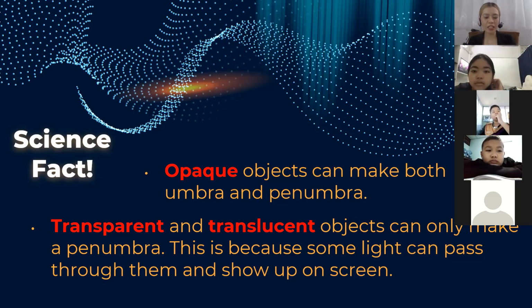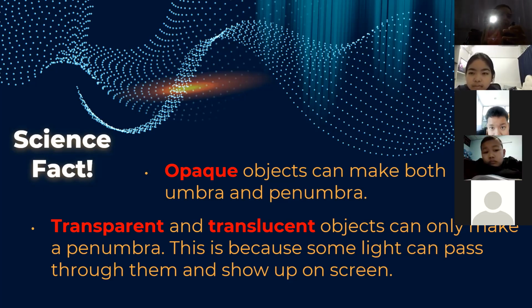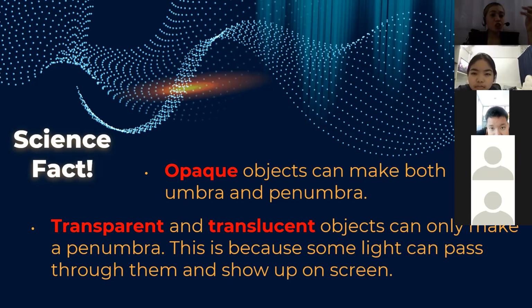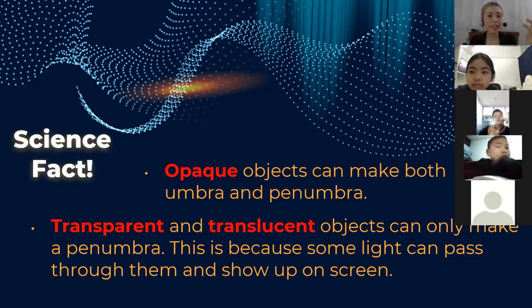Okay, next, transparent. Class, when we say transparent, it allows light to pass through easily. For example, this glass. Can you see this one? Yes or no? I am holding a glass. Yes. Now, I'm going to put the flashlight behind the glass. Can you still see the light? Yes. That is because this glass is transparent. It allows light to pass through easily.